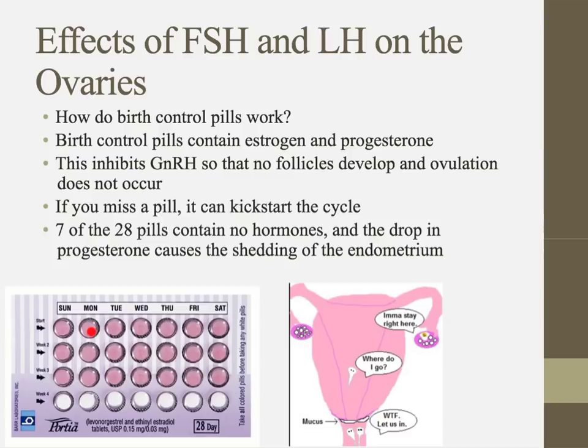That's why it's very important that you take the pill every day and that you take it at the same time every day, because if these hormone levels drop, it can kickstart that cycle over again and you can ovulate. At the very end of the birth control pack are 7 pills. These pills usually contain no hormones, and since progesterone, and estrogen a little bit, but mainly progesterone, is responsible for maintaining that endometrium, if I don't have any progesterone for a week, it's going to cause the endometrium to be shed, and that's when menstruation would occur.